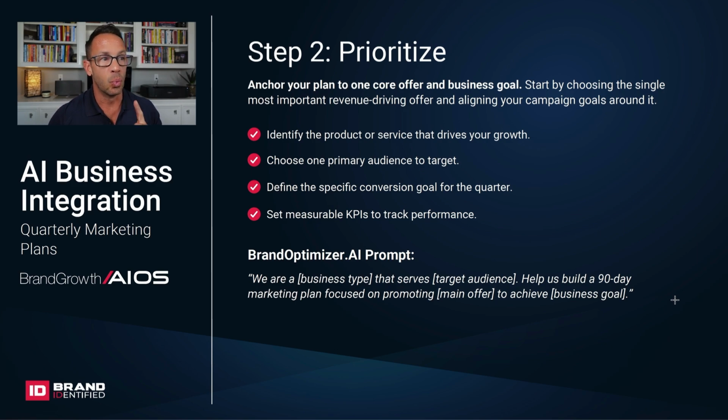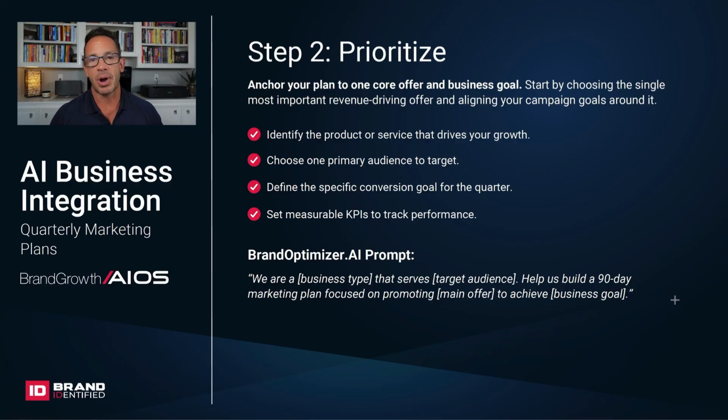Step number 2 is to prioritize. Anchor your plan to one core offer and business goal. Start by choosing the single most important revenue-driving offer and aligning your campaign goals around it. So identify the product or the service that drives your growth. Choose one primary audience to target, define the specific conversion goal for that quarter, and set up measurable KPIs to track its performance.